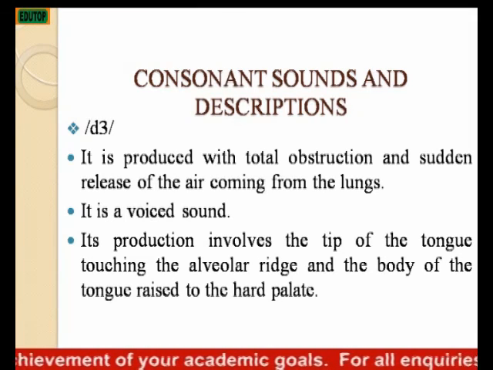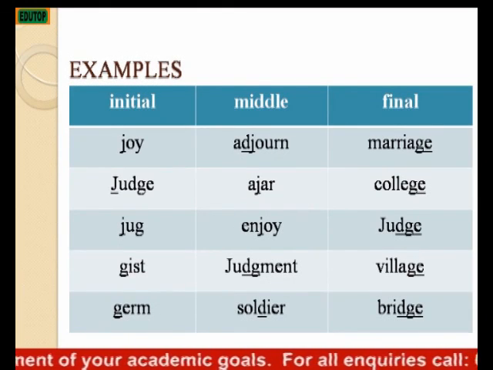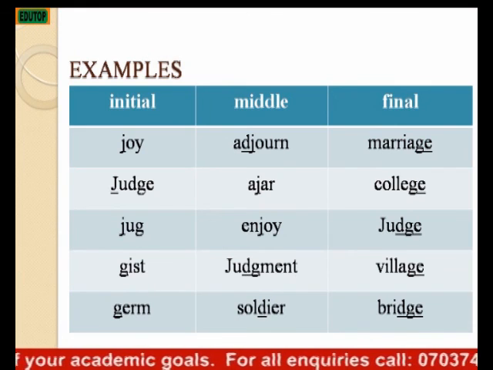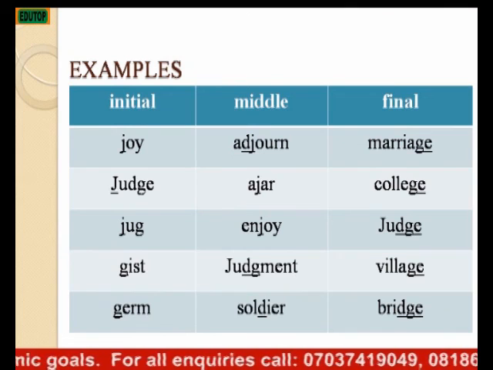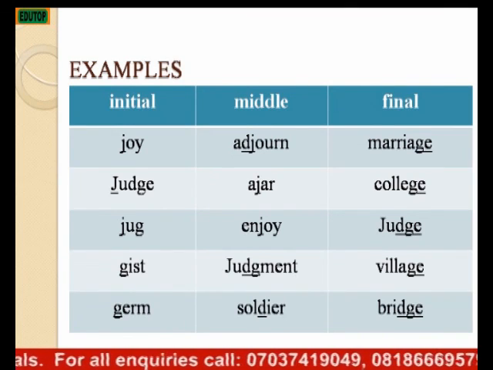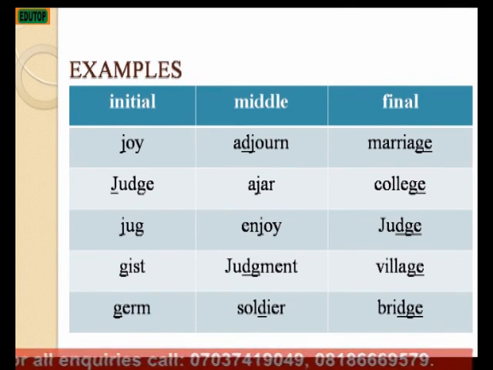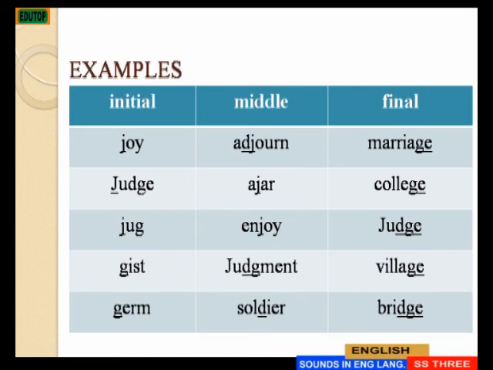Examples: at the initial position, you can have joy, judge, jug, gist, gem. Middle, you can have adjourn, enjoy, judgment, soldier. At the final position, we can have marriage, college, judge, village, bridge, and so on.